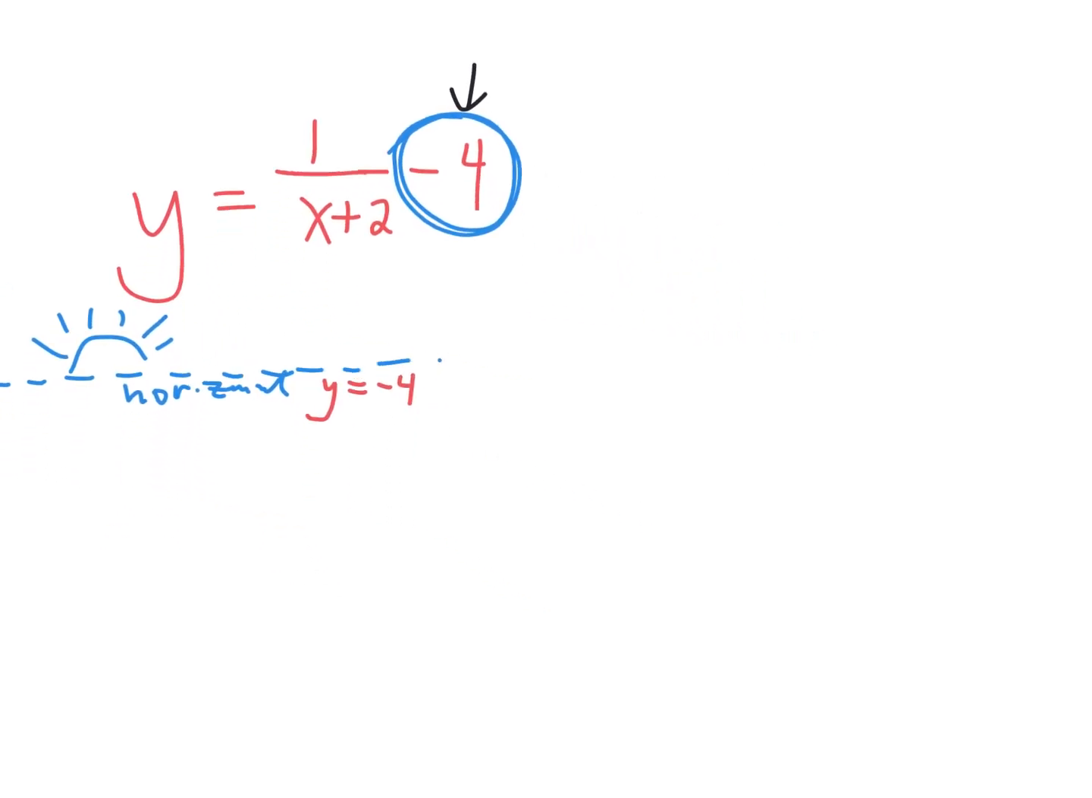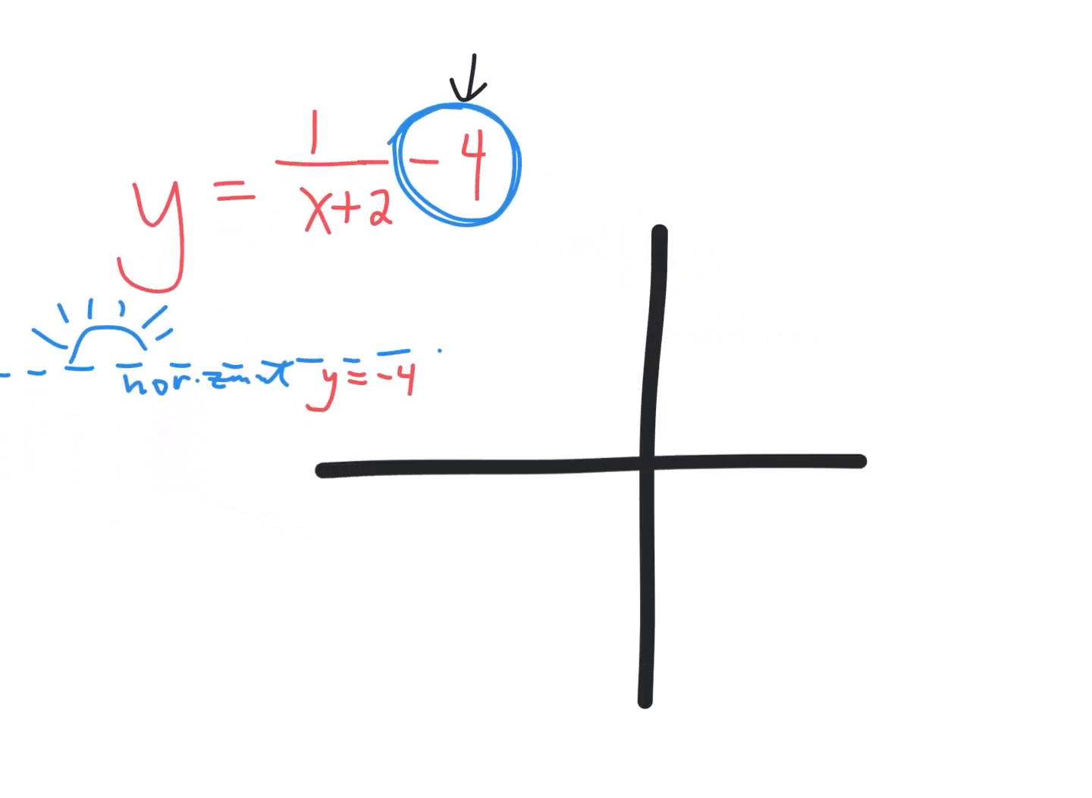So I don't get what you mean, Mr. Server. That means if I'm going to graph it, I'm going to have a horizontal asymptote at -4. It'll be down here at -4.